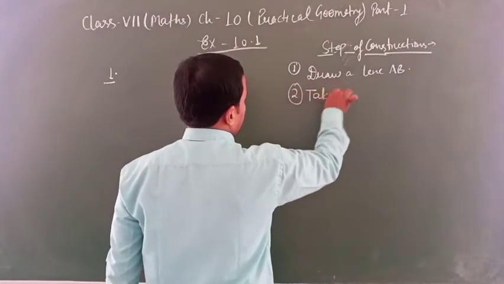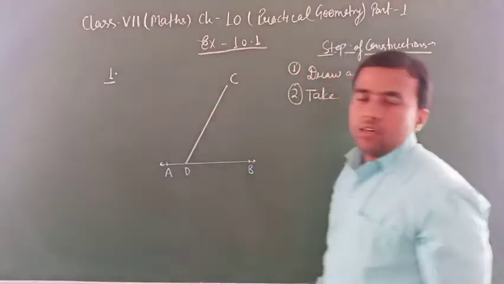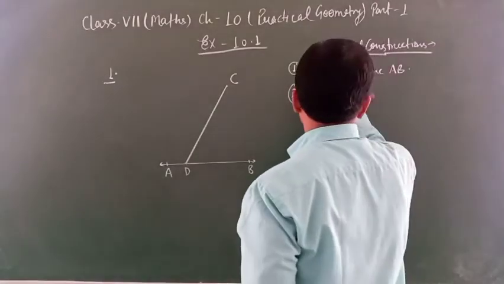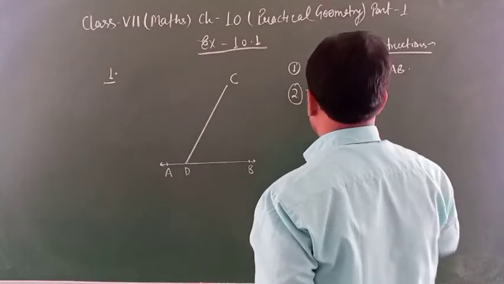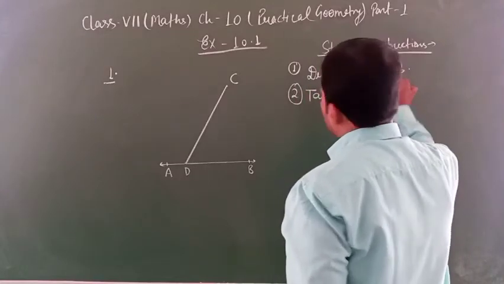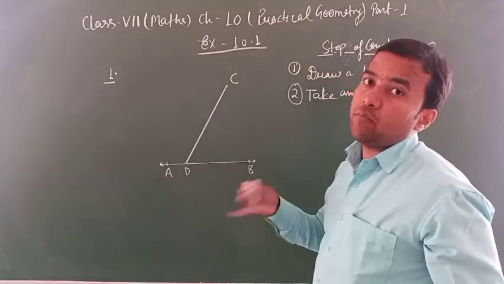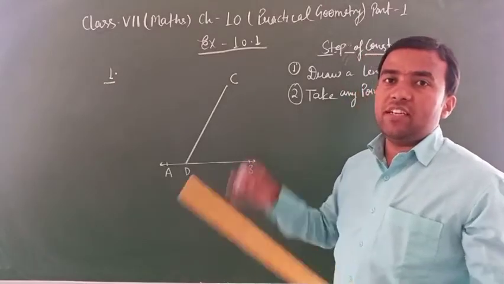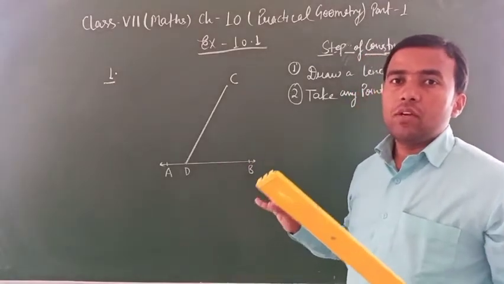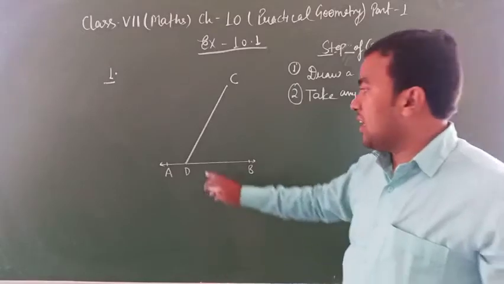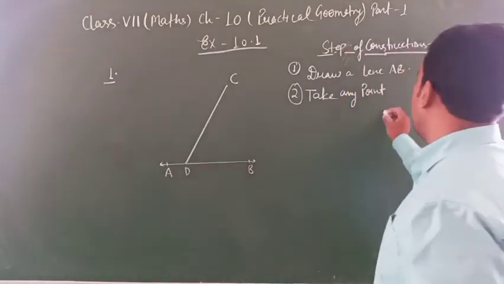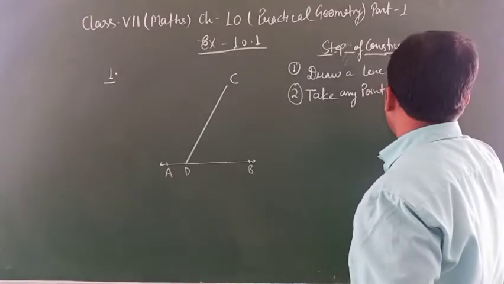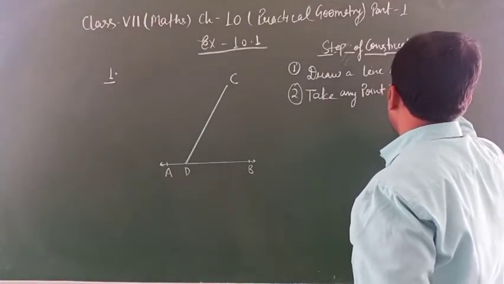Take any point D. Take any point means take any point. You can take D, E, F, G, no problem. So we have taken D, that's why we are writing D here. Take any point D on AB.